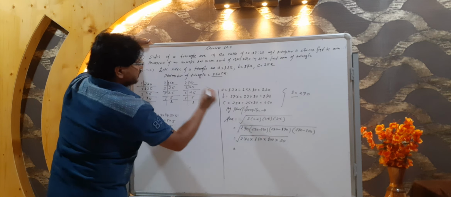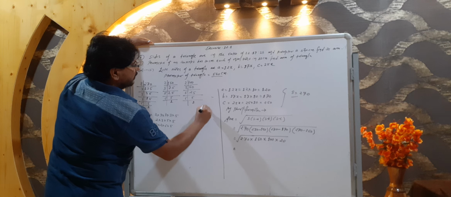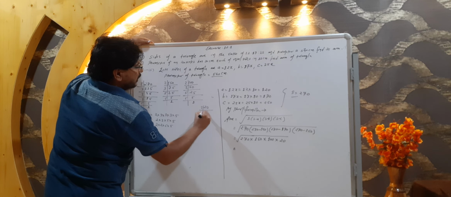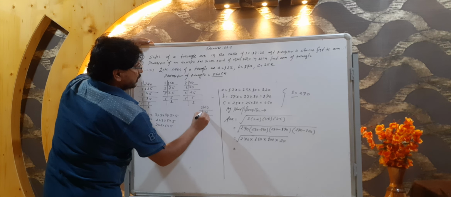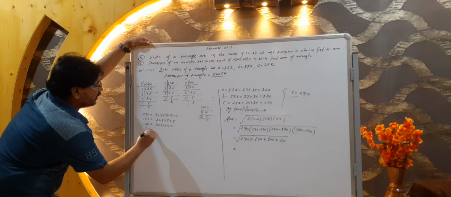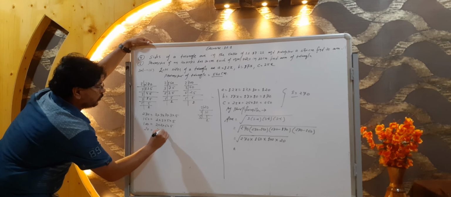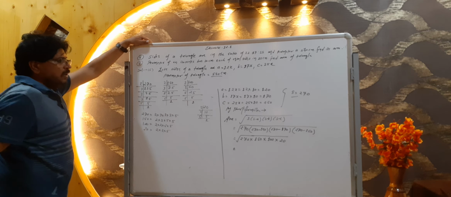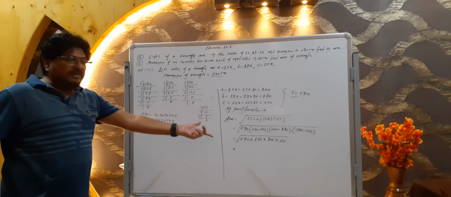And what remains? The last, 20. Nothing is there. Let's try. 2 10s are 20. Then 2 5s are 10, and then 5 1s are 5. So in that case, for 20 what can you write? 2 into 2 into 5. Okay guys, so this value we have to keep there.